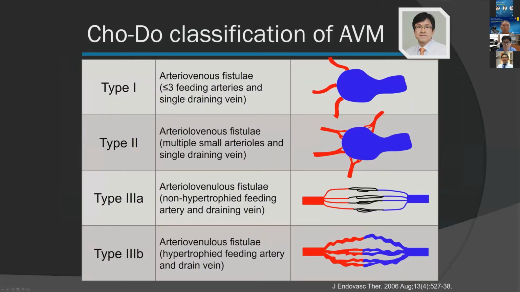This table shows the Yakes classification of the AVM. Type 1 has three or fewer feeding arteries and a draining vein. Type 2 is multiple feeding arteries joining into a large draining vein. Type 3A has a non-hypertrophied feeding artery and draining vein. It is very difficult to treat the lesion. Type 3B has a hypertrophied feeding artery and draining vein.